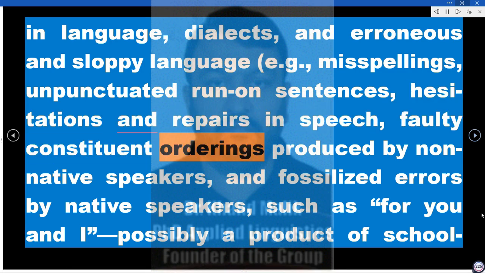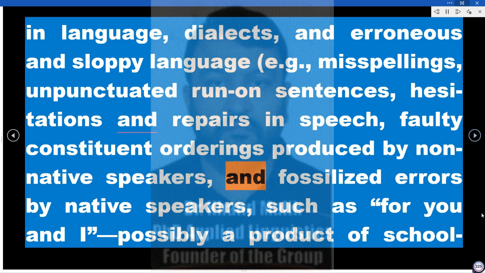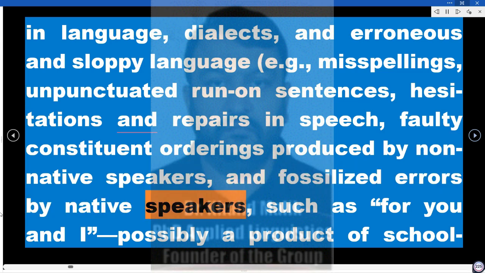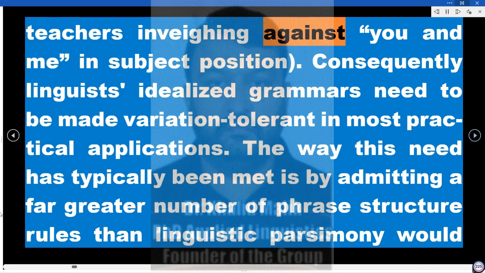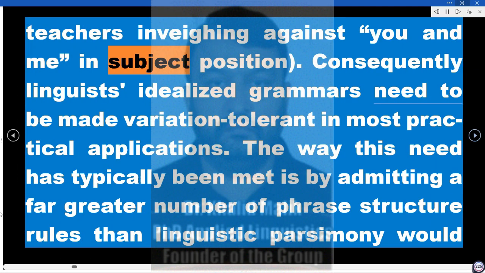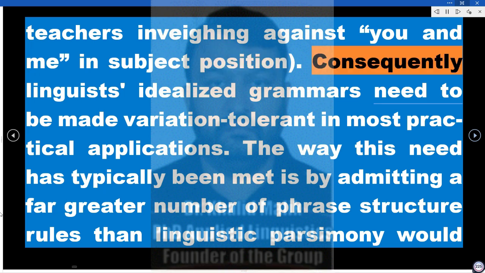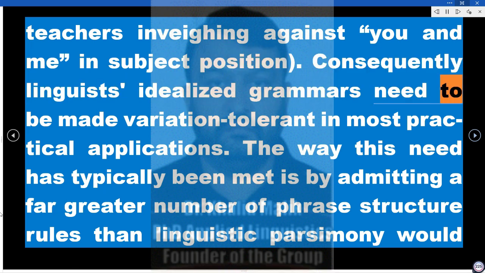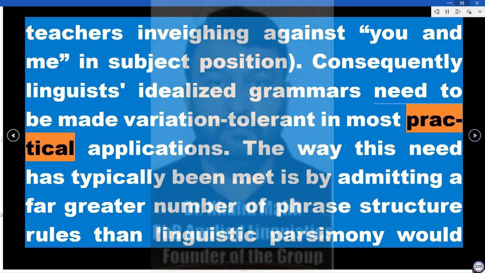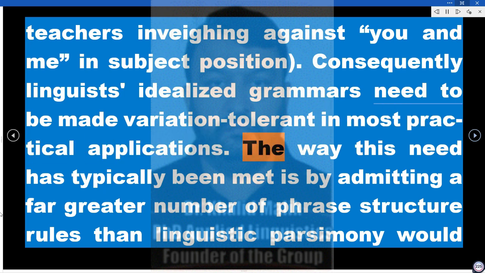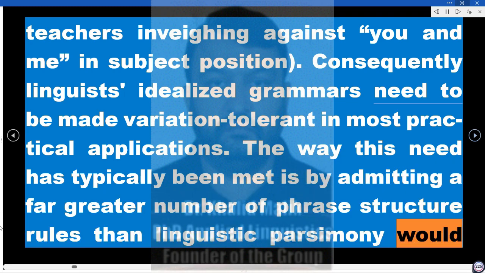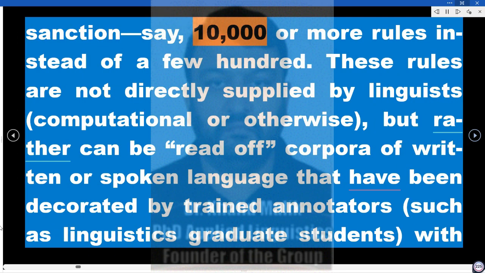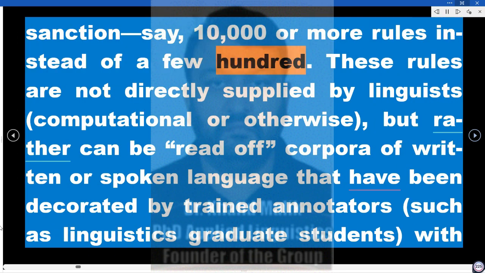faulty constituent orderings produced by non-native speakers, and fossilized errors by native speakers, such as "for you and I", possibly a product of schoolteachers inveighing against "you and me" in subject position. Consequently, linguists' idealized grammars need to be made variation tolerant in most practical applications. The way this need has typically been met is by admitting a far greater number of phrase structure rules than linguistic parsimony would sanction, say, 10,000 or more rules instead of a few hundred.